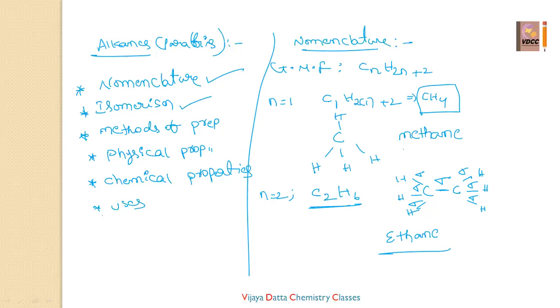If you want to write the bond line structure for C2H6, this is the bond line structure. Here is one carbon, here is another carbon, and you have to check carbon's tetravalency. This carbon has one bond, so you have to imagine the other 3 hydrogens are present. Here also the carbon has one bond, so the remaining 3 hydrogens are present. Like that we have to consider. Suppose n is equal to 3, then the formula is C3H(6 plus 2), that is nothing but C3H8.